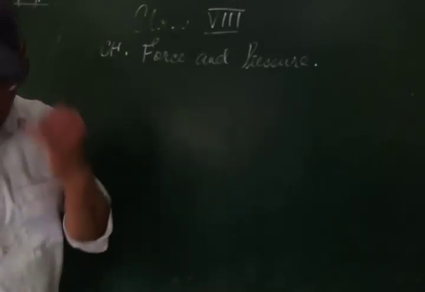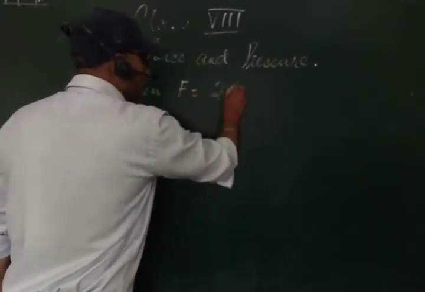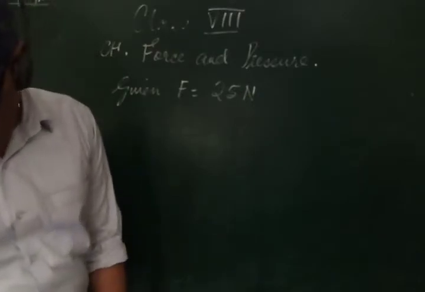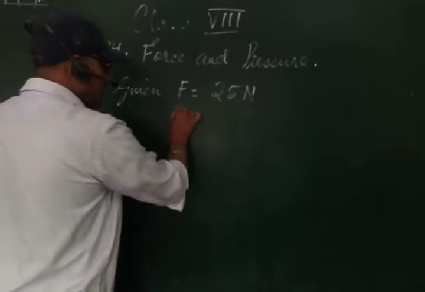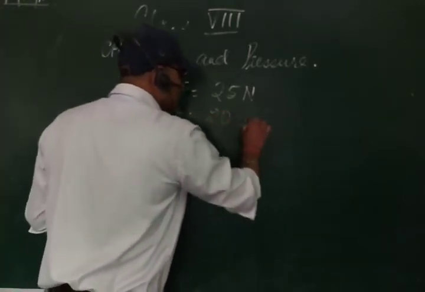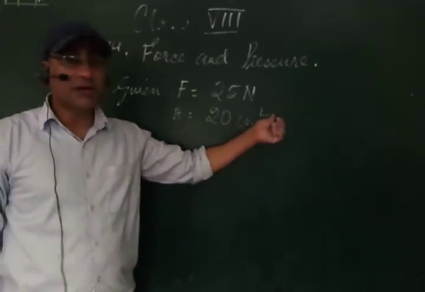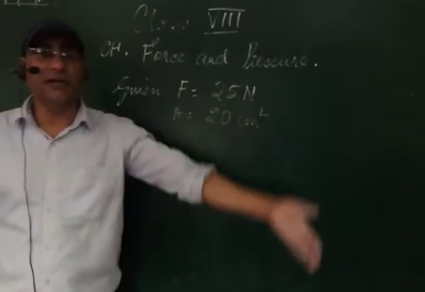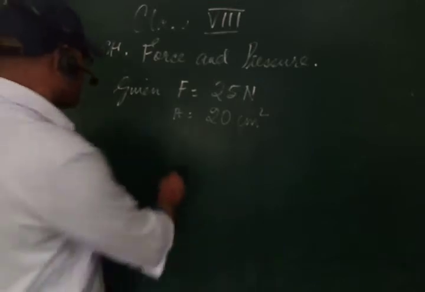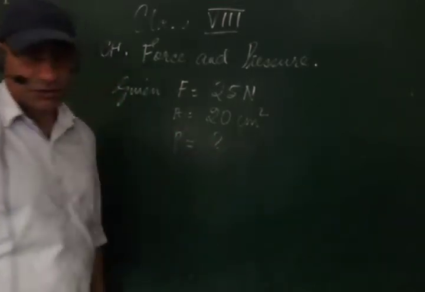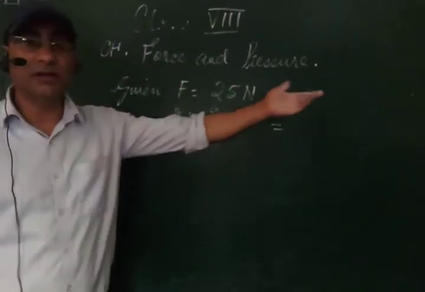A force of 25 Newton. What things are given? Given force is equal to 25 Newton, acts on a body of area of cross section 20 centimeter square. Area is given as 20 centimeter square. Here the unit has been given as centimeter square, but for our calculation we have to convert it into meter square. It's asked: calculate the pressure exerted by the body. Pressure is how much? Now let's first convert centimeter square into meter square.